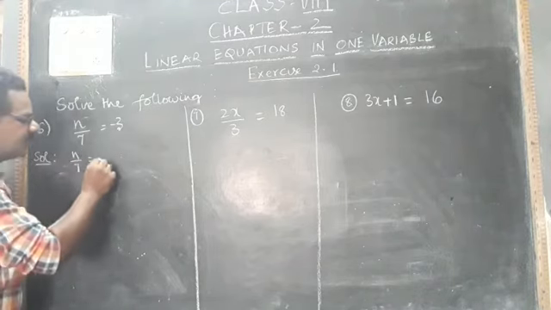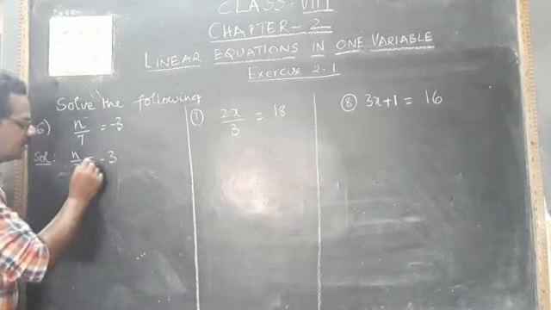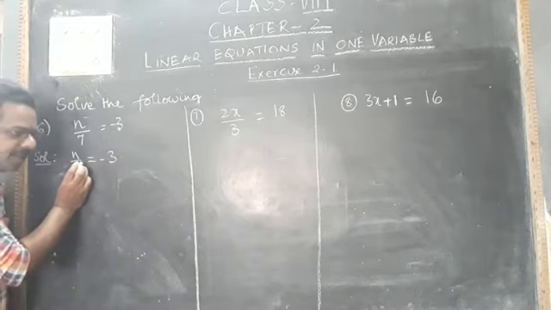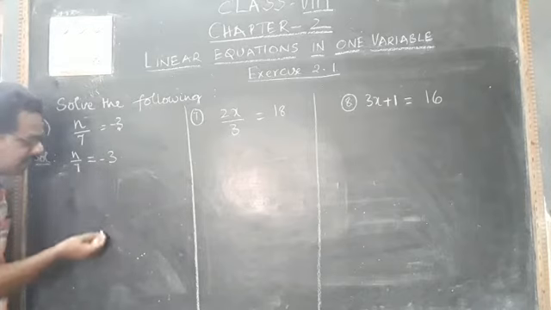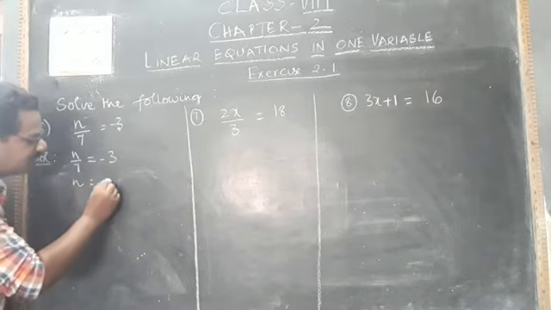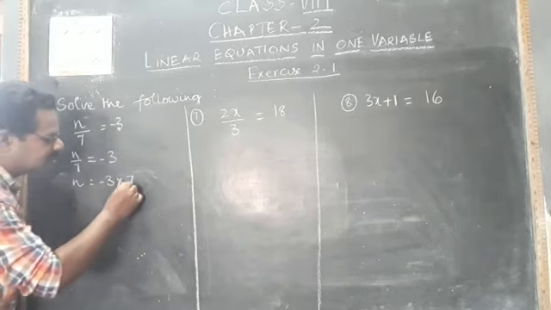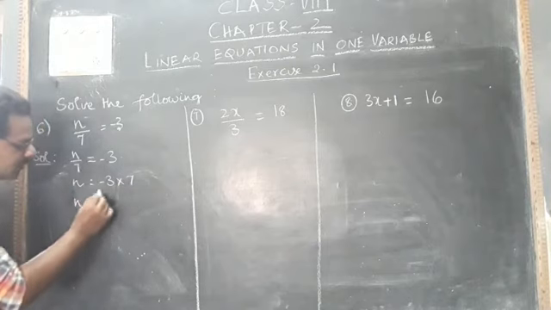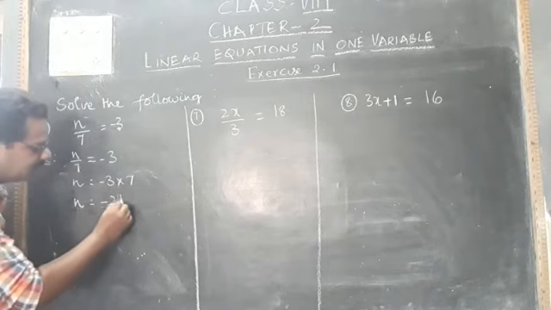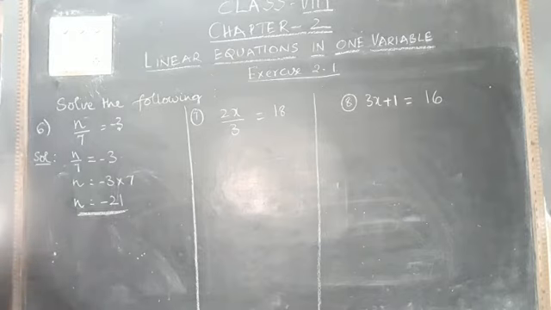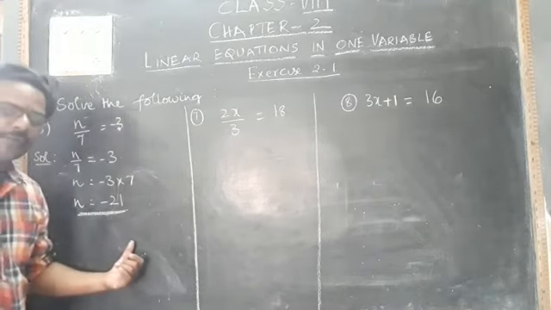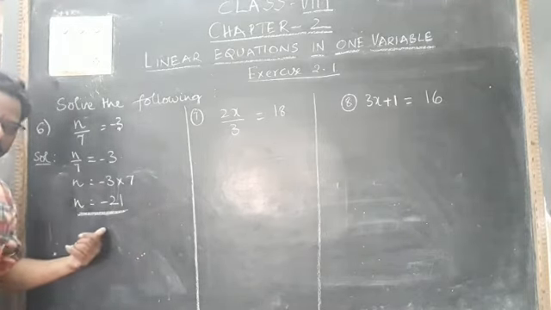n by 7 is equal to minus 3. This 7 is dividing on this side. If it is sent to that side, it will become multiplication. n is equal to minus 3 into 7. n is equal to minus 3 into 7 means minus 21. n is equal to minus 21 is the solution for this equation.